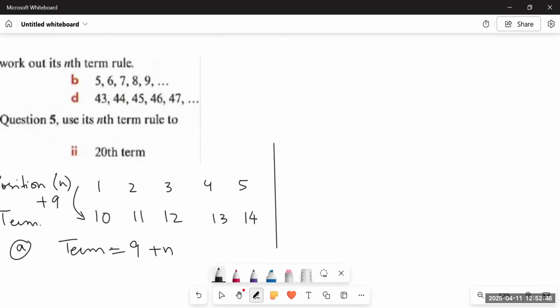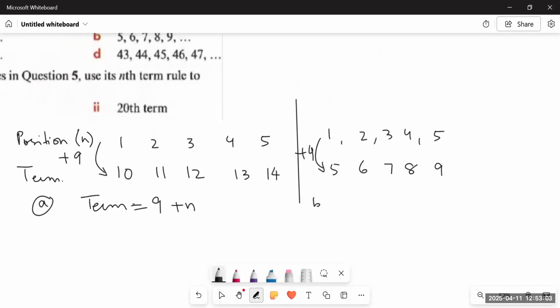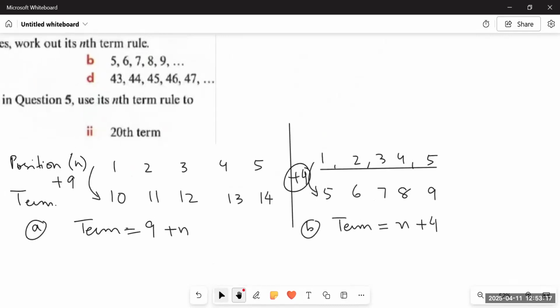So it's like position number 1, 2, 3, 4, 5. And the terms are 5, 6, 7, 8, 9. So what are we doing now? Plus 4. So the term rule would be for part B, the nth term is equal to n plus 4. These are n's and this is the constant number that we are adding every time to the term.